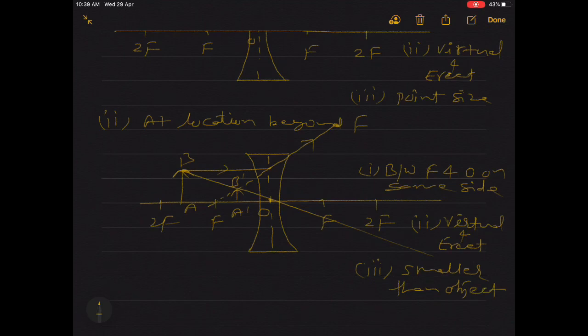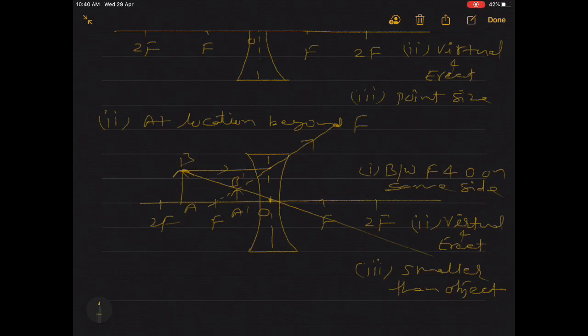So in all cases, whether the object is at 2f or beyond 2f, the image is always formed between f and o. Even if the object is placed between f and o, then also the image is formed in the same way. So for every other location of the object, the image is always formed between the focus and the optical center.